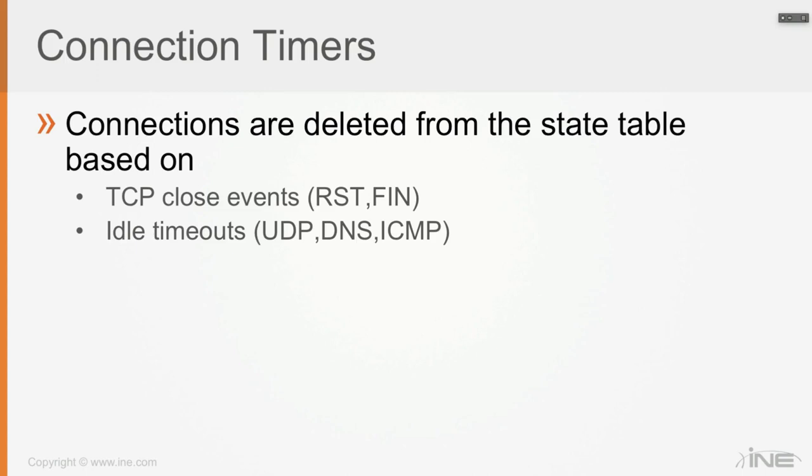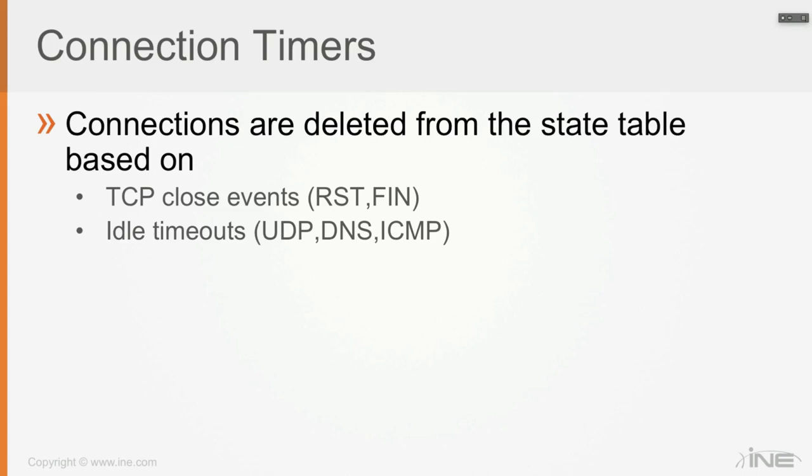So when the client and the server of a TCP session, if either of them is going to send a reset packet, then the firewall is going to also remove that session from the state table. When the session ends via FIN flags between the server and the client, likewise the router is going to know, oh, so that session is closed. I'm going to also remove it from my state table.